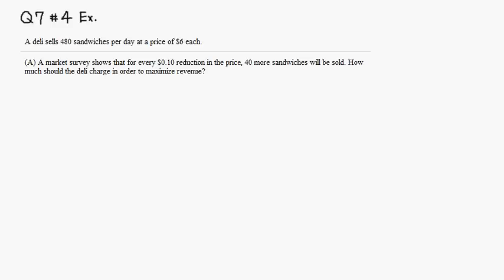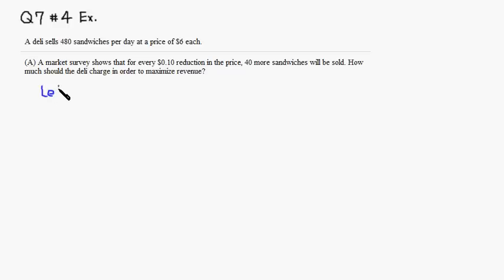Okay, let's look at an example for quiz 7, problem number 4. It says that the deli sells 480 sandwiches per day at the price of $6 each. Then market research showed that a 10-cent reduction in price results in 40 more sandwich sales. Then what would be the best price so that we can maximize the revenue? So let's do that.